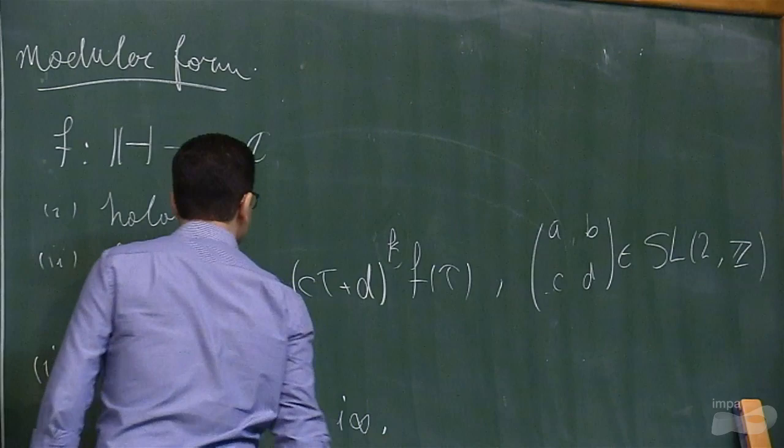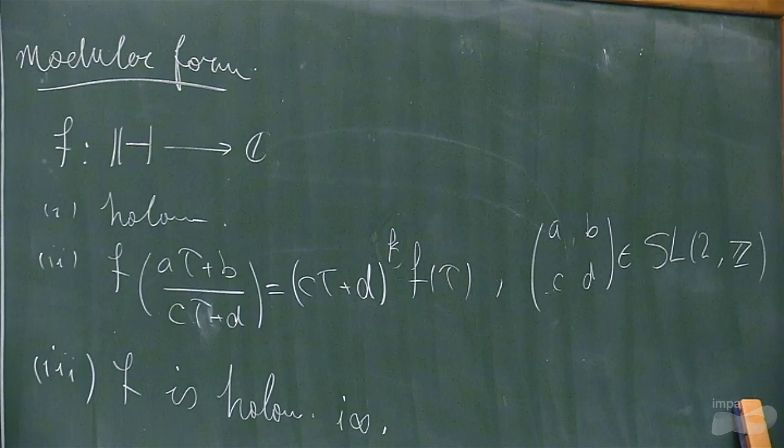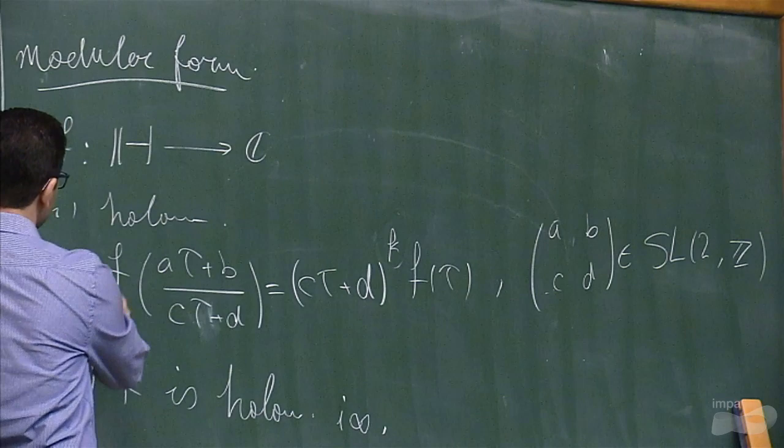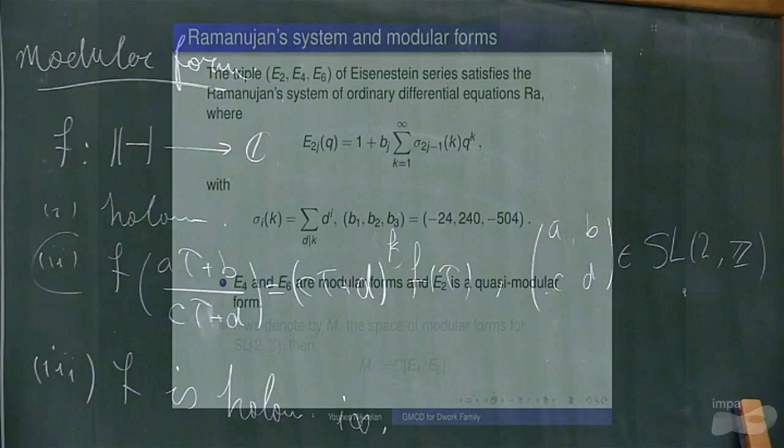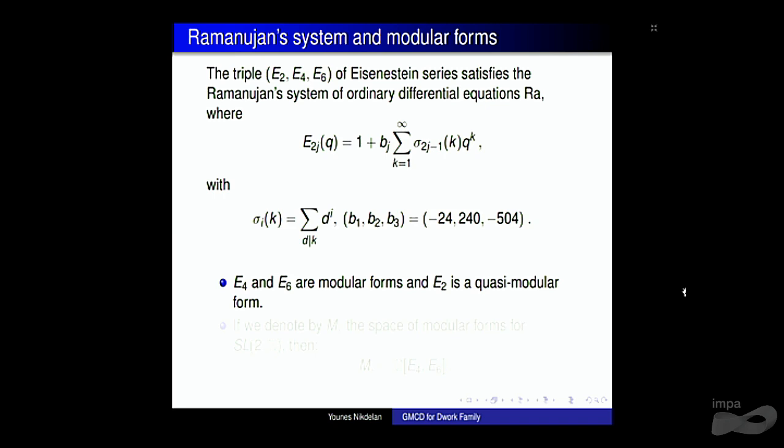So E4 and E6 satisfy these conditions, but E2 doesn't satisfy this one. But we can find another way, that it is the holomorphic part of a quasi-holomorphic modular form. So E4 and E6 are modular forms, and the space of modular forms is generated by E4 and E6. Why am I talking about these facts?